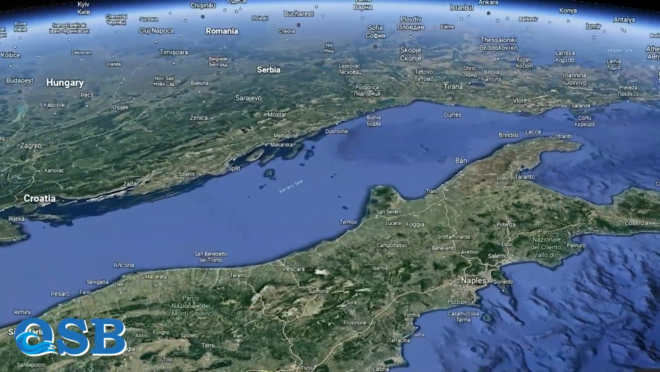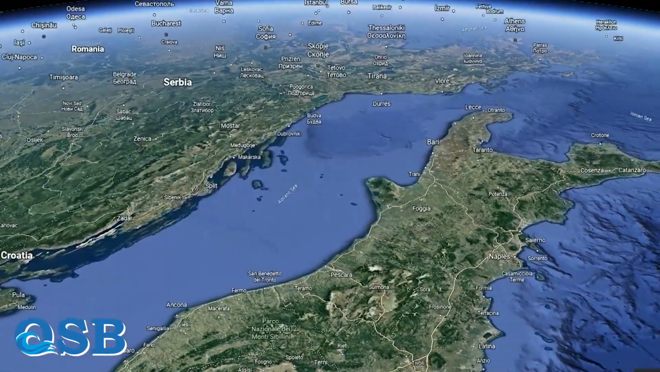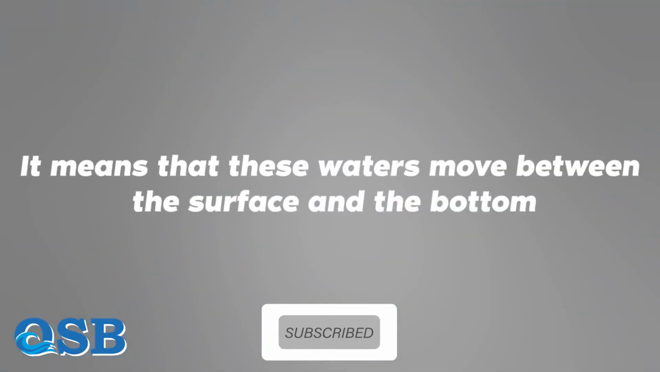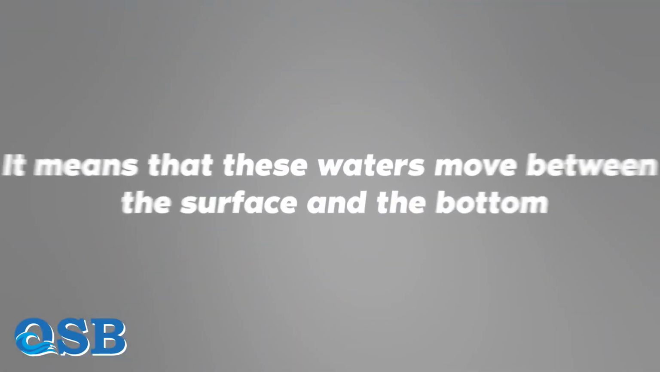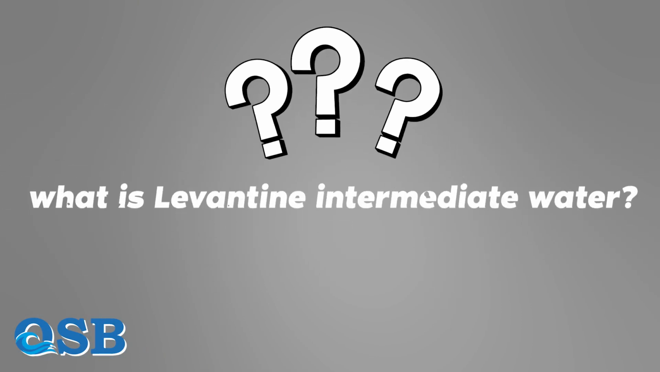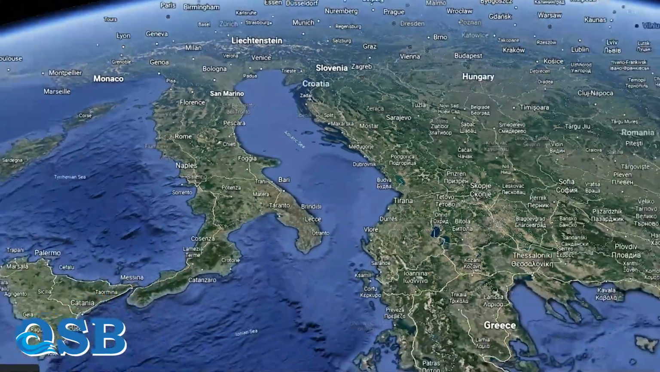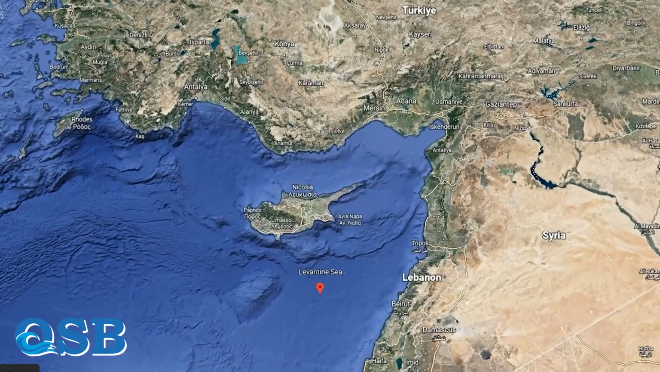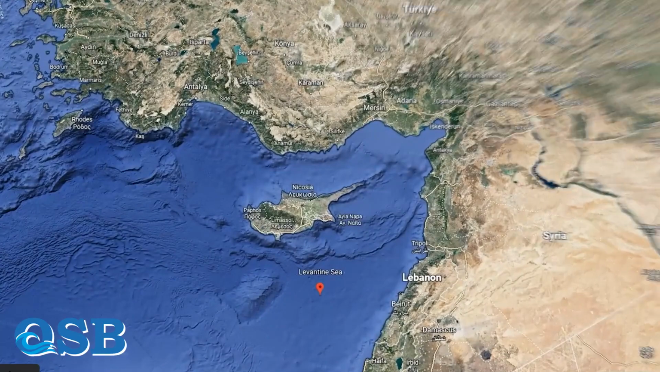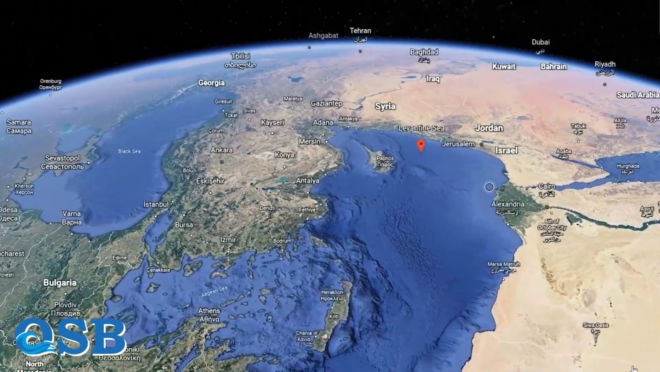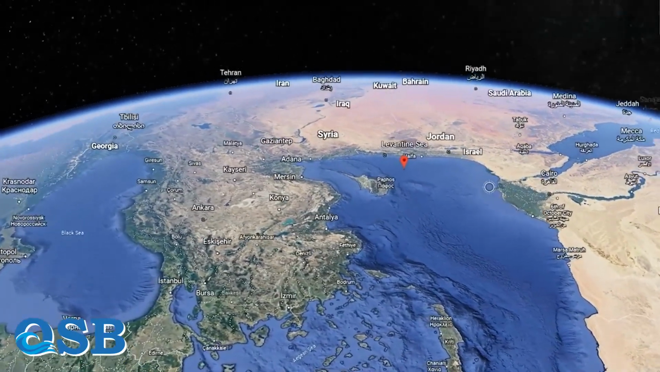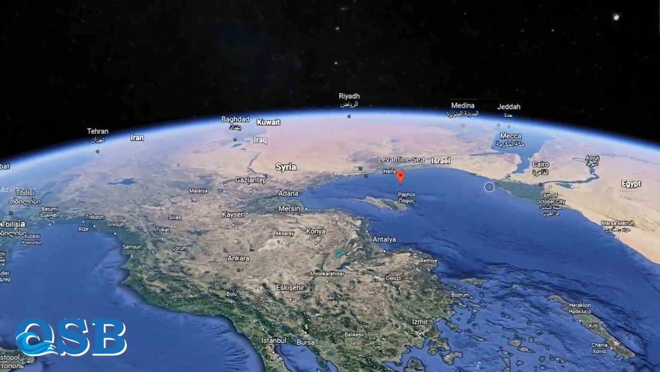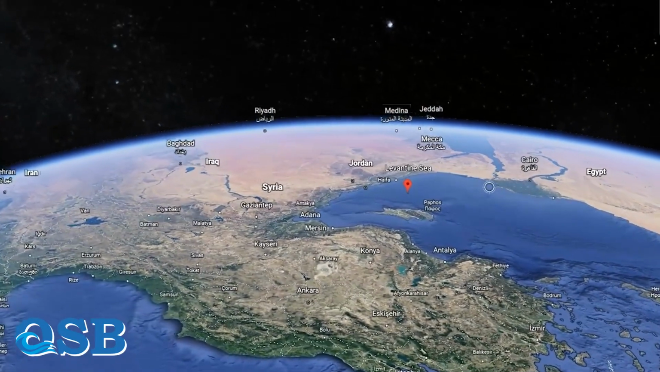The term intermediate refers to the depth between the surface of the water and the bottom of the sea. It means that these waters move between the surface and the bottom. Here the question is, what is Levantine Intermediate water? It seems strange that Levantine Intermediate water exists in the Adriatic Sea when the Levantine Sea is located east of the Mediterranean Sea. To understand the Levantine Intermediate water and why it is in the Adriatic Sea, we should review the circulation of the Mediterranean Sea a little.